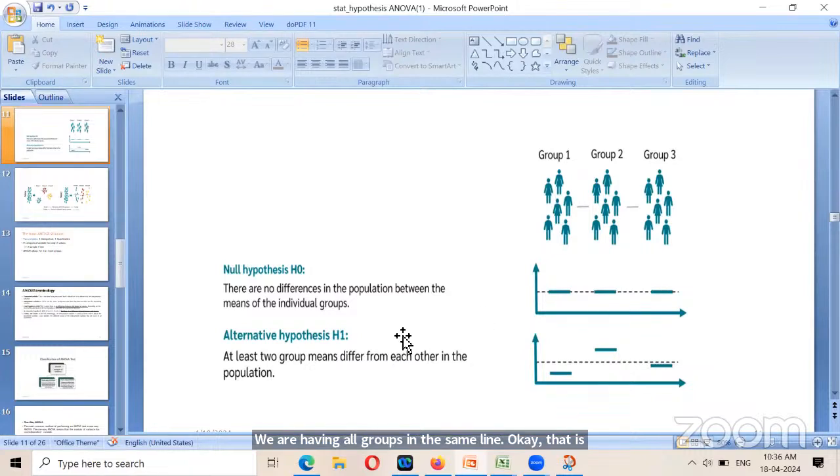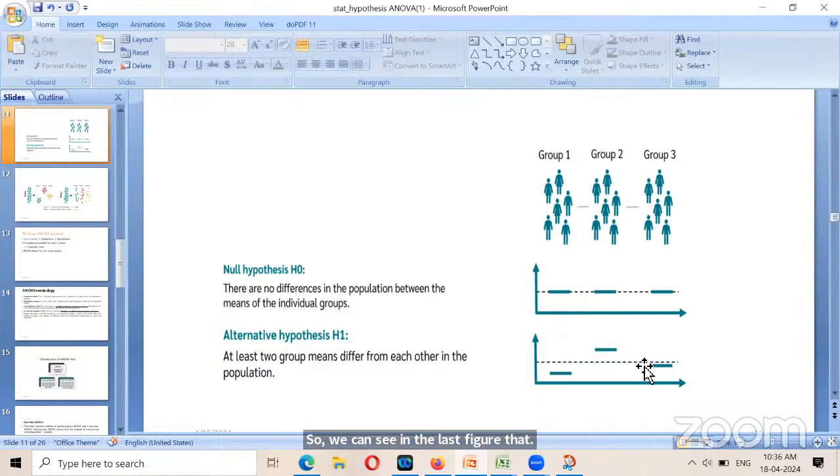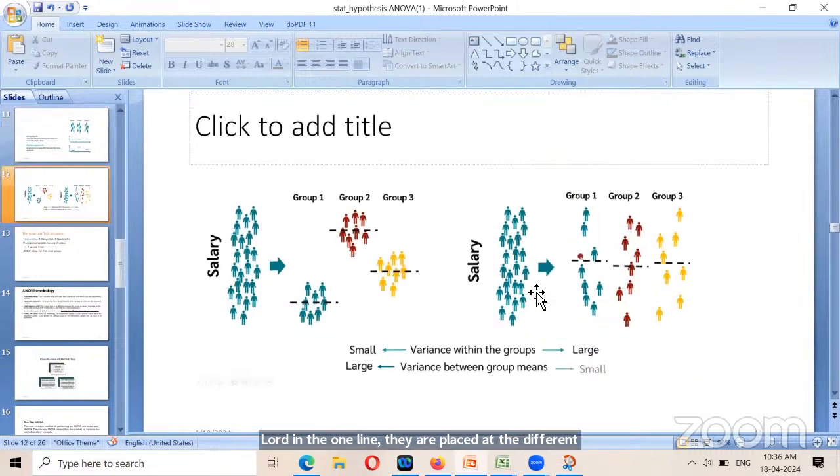Along with this, we will also put the alternative hypothesis: at least 2 group means differ from each other in the population. Okay, so 2 group means differ from each other in the population. So we can see in the last figure that the means of the 3 groups are not in one line. They are placed at different locations. Okay, so that is the alternative hypothesis.